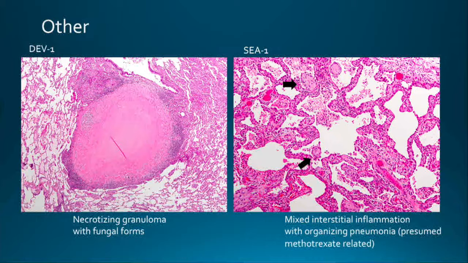Well, here on the left, you're looking at a case with a necrotizing granuloma, and there was fungus in that case that we were able to find, so an infectious complication. On the right, this is a case of a patient who was from Seattle, who had mixed interstitial inflammation as well as organizing pneumonia, which you're seeing with the arrows. That's the fibroblastic plugs of tissue. And in this particular case, that organizing pneumonia and fibrosis was thought to be related to the methotrexate the patient was on based on the timing of the injury. Next slide.